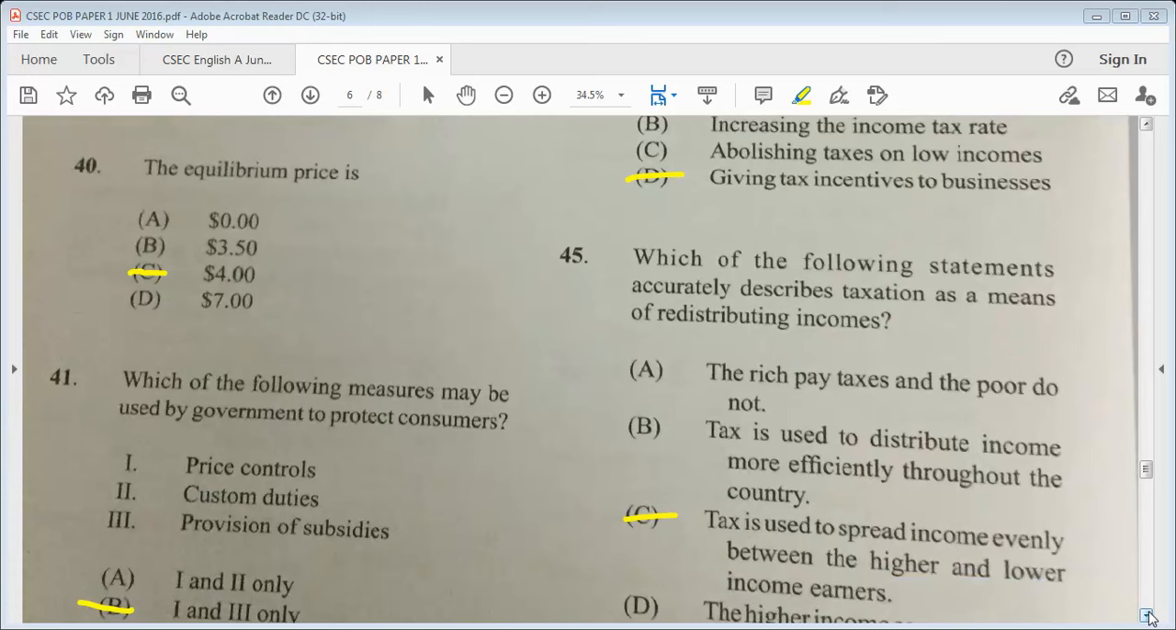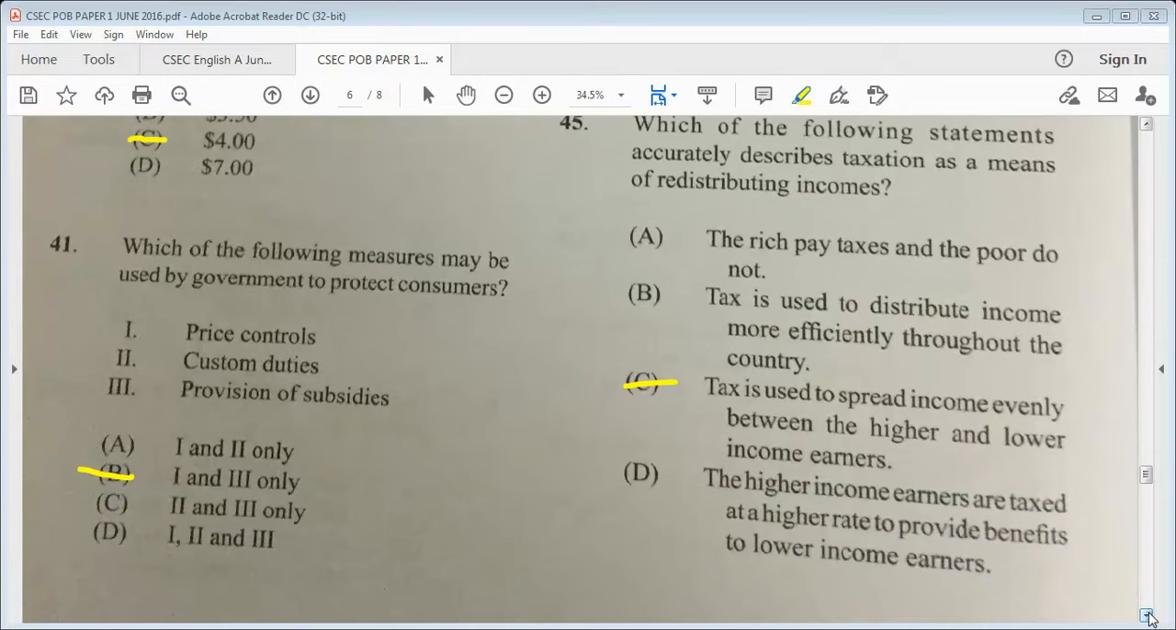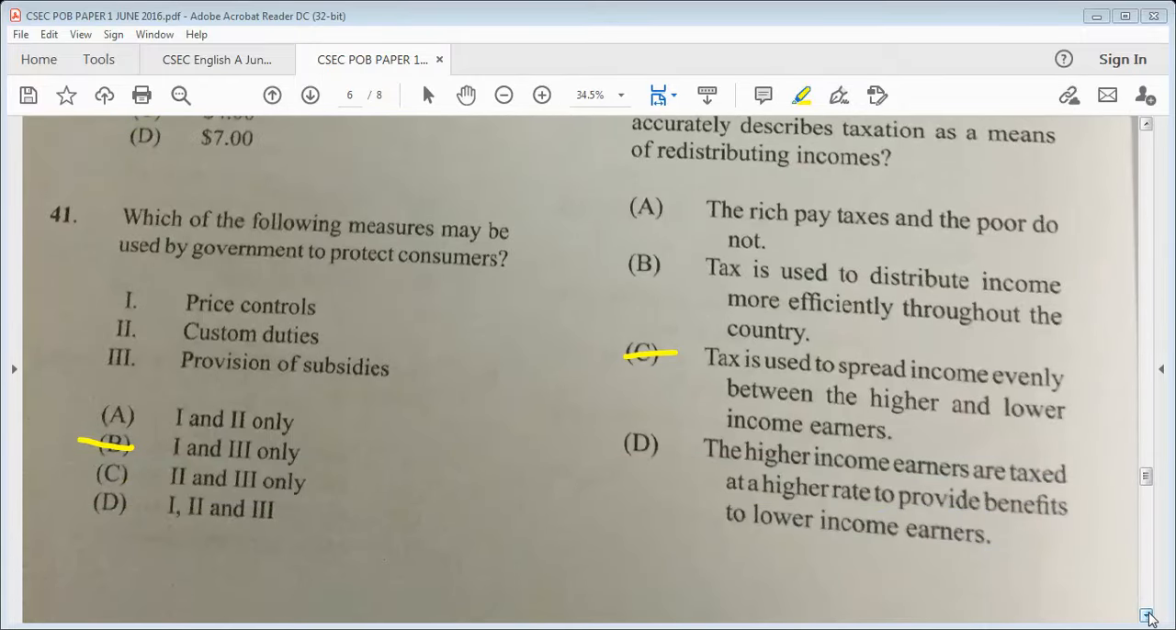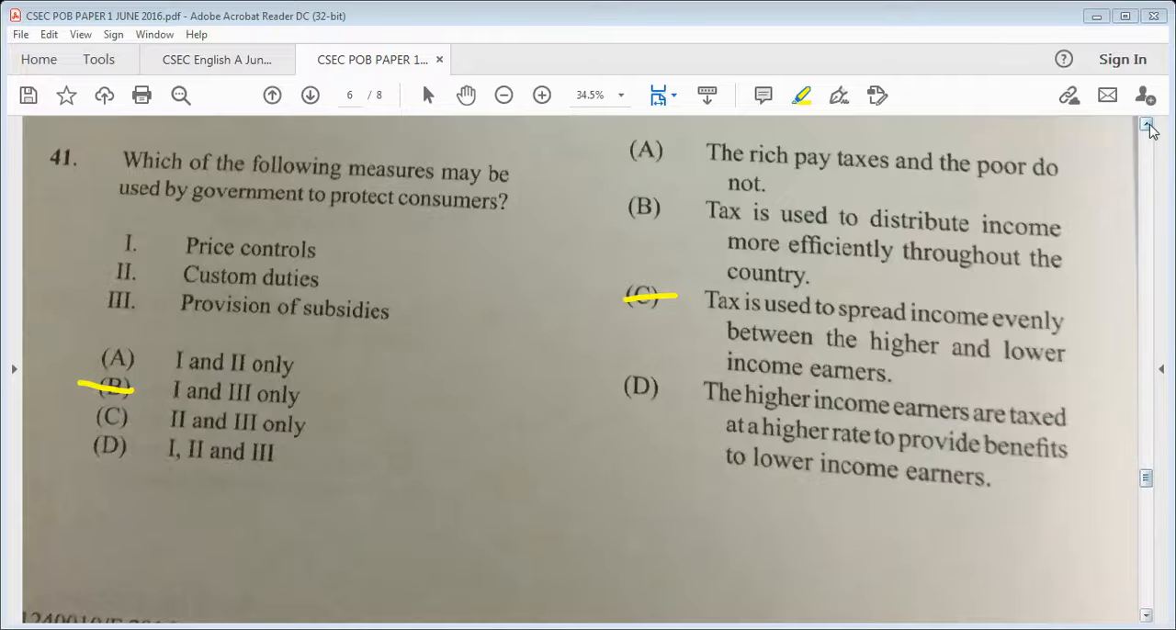41 says, which of the following measures may be used by government to protect consumers? 1. Price controls. 2. Custom duties. 3. Provision of subsidies. Our answer is B. 1 and 3 only. Let's go on to 42.